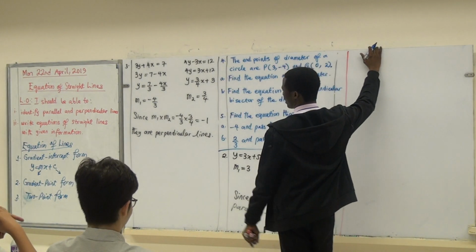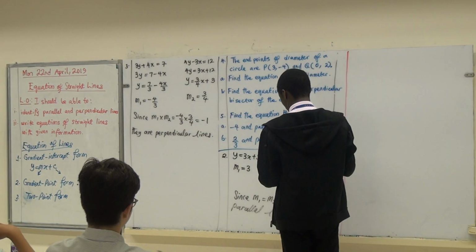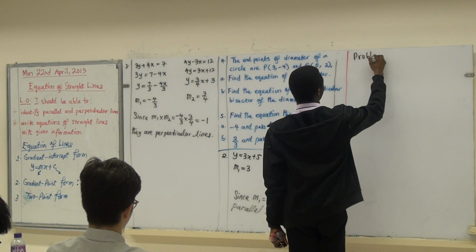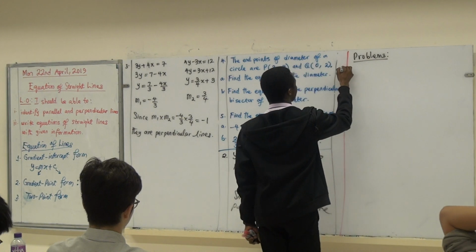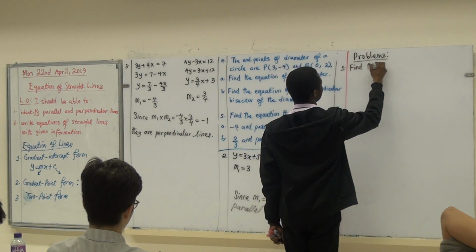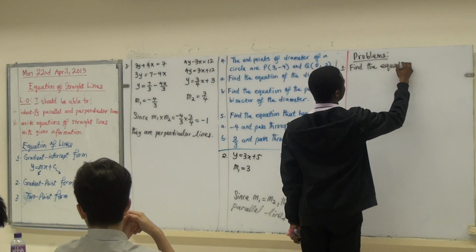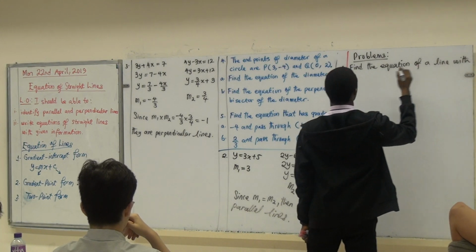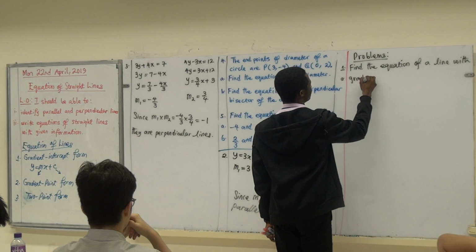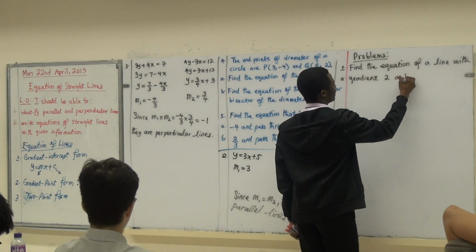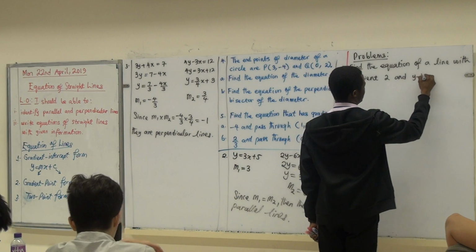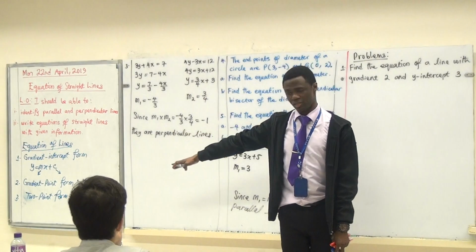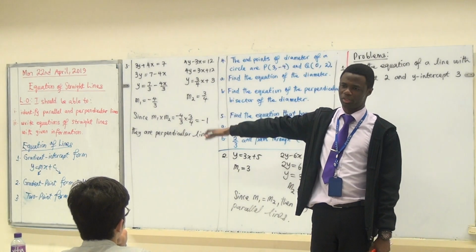Alright, for the gradient-intercept form, you're going to have problems like this. Let's see some problems now. Find the equation of a line with gradient 2 and y-intercept 3. These are not the only ways, alright? We even have double intercept form, but you don't need to worry about that.